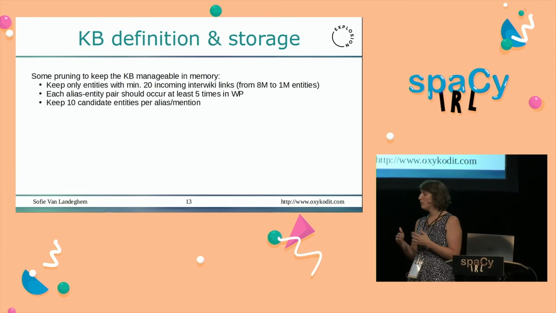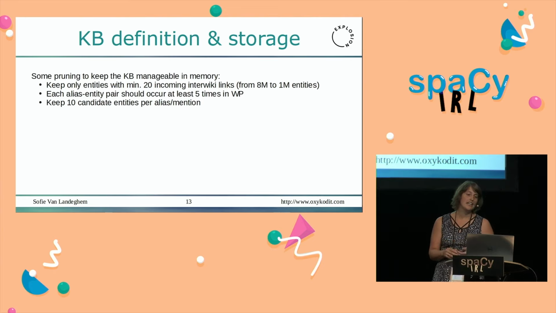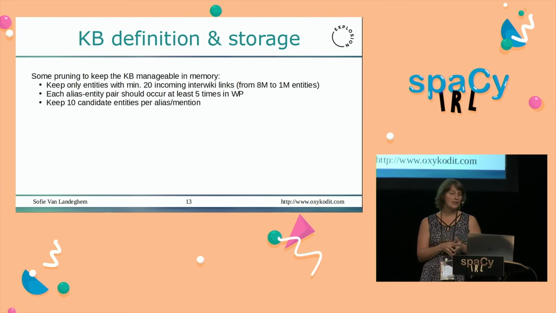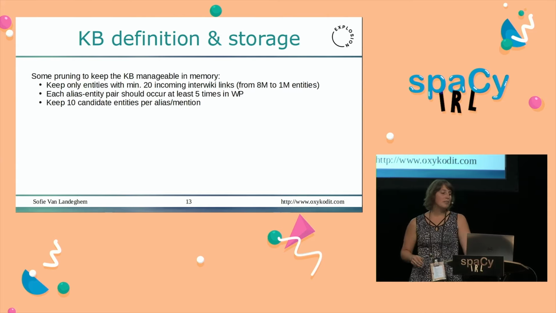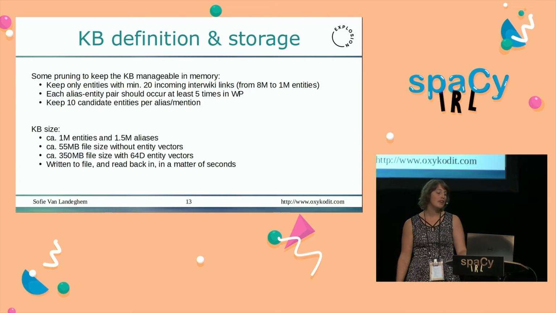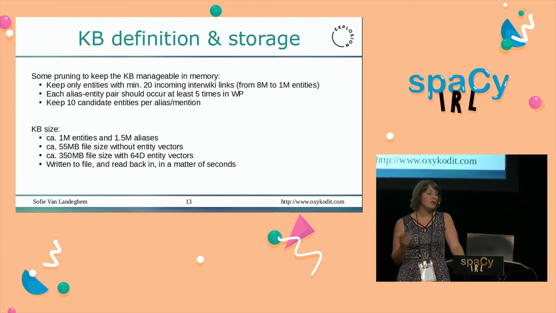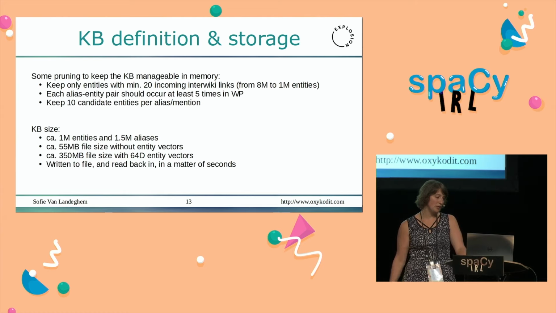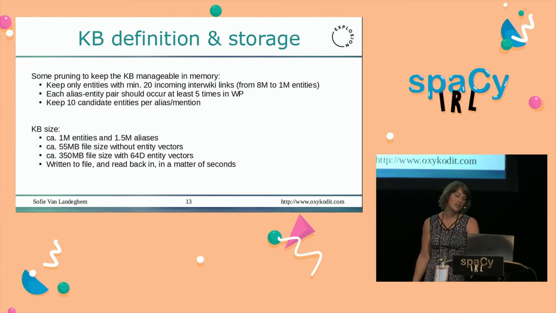And I just want to pay a little bit of attention as well to the fact that we had to do some pruning of this knowledge base just to be able to keep it in memory. I won't go through these parameters, they're also adjustable, but basically what happens here is that we keep about 1 million entities of the total of 8 million that we parsed out. If we write this to file, it's about 55 megabytes, so it's not too bad for 1 million entities and 1.5 million aliases. If we also store the entity vectors, it becomes quite a bit larger, of course, but still it's written to file, read back in a matter of seconds, so I think that's nice.